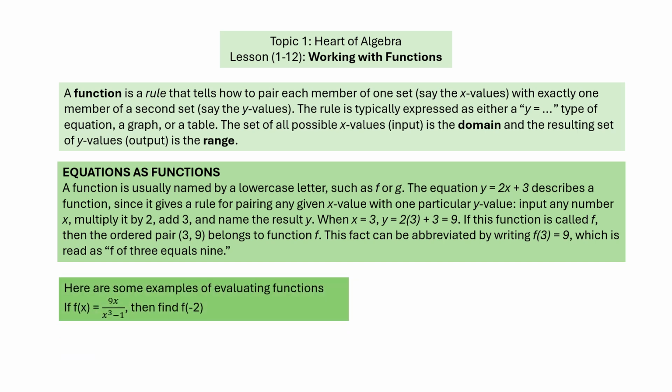Here are some examples for evaluating functions. If f of x equals 9x over x cubed minus 1, then find f of negative 2. So plug in negative 2 for each x. So 9 times negative 2 over negative 2 cubed minus 1. Calculate: it will be 9 times negative 2 over negative 9. Cross out 9 with 9, and negative divided by negative is positive. So our final answer is 2.